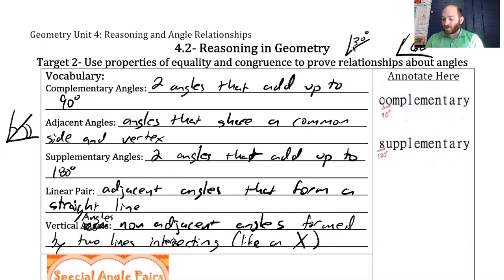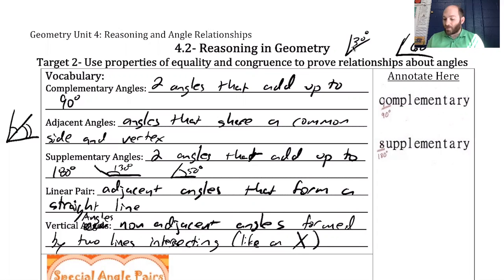Supplementary angles are two angles that add up to 180. And just like before, I can do something like this where I have 130 degrees and 50 degrees. Those are supplementary angles that add up to 180.